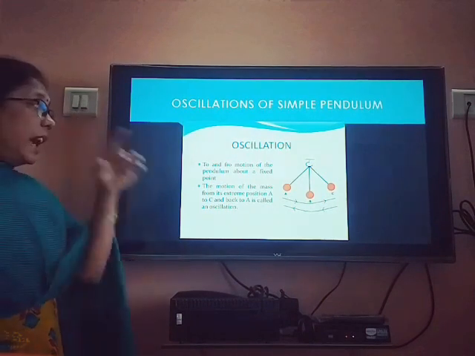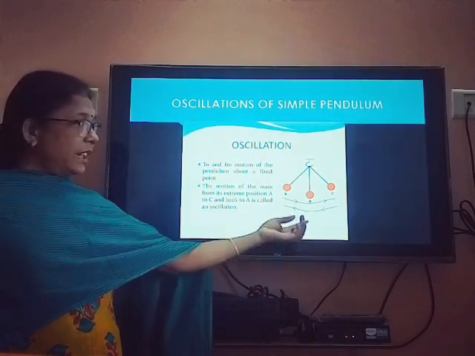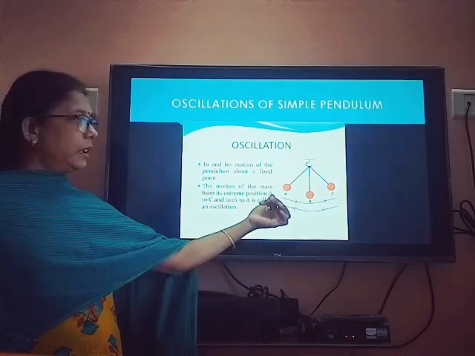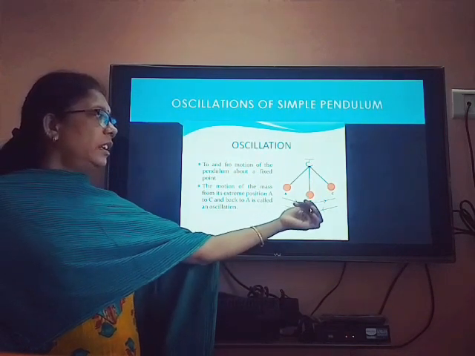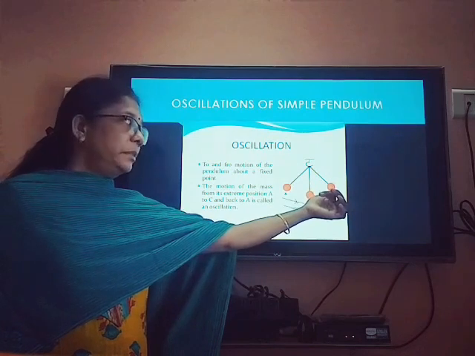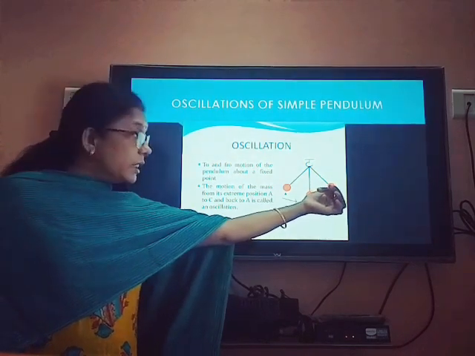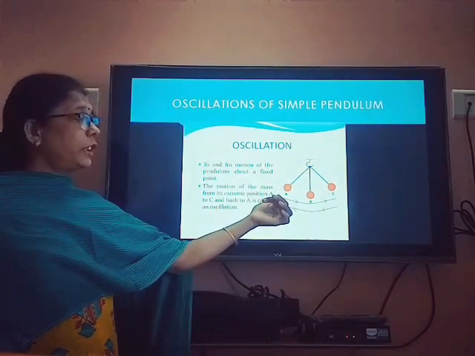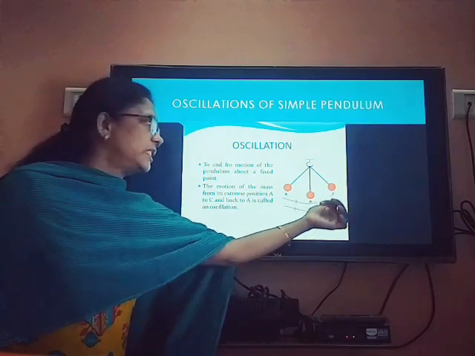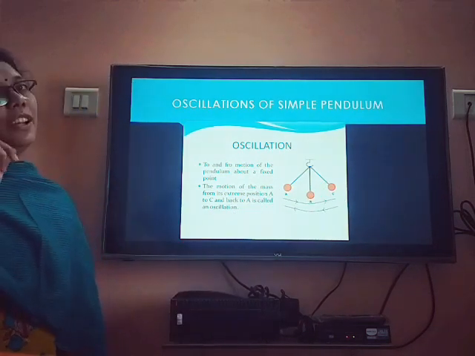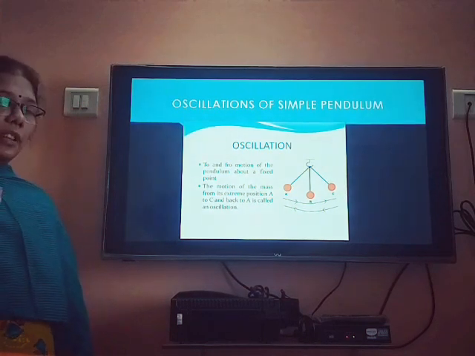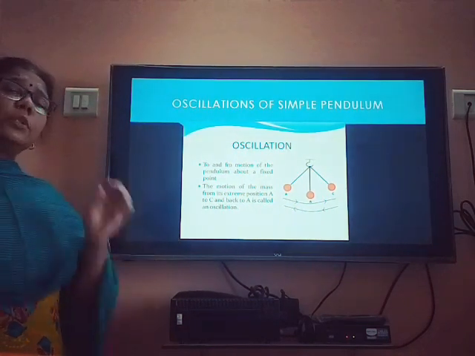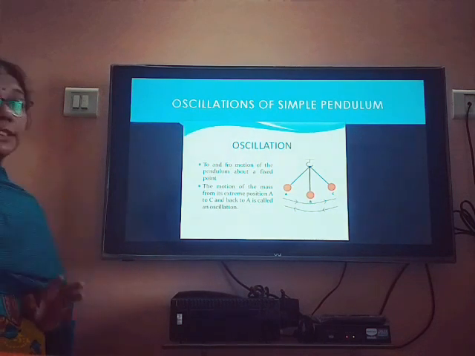At rest, the bob is at B. I pull it to A and leave it. What will happen? It will go from A to B first, then B to C. Will it stop there? No, it won't stop there. From C, it will come back to B and then to A. This whole movement of traveling from A to C and C to A is called one oscillation. This is what Galileo found: that the oscillations took the same amount of time.